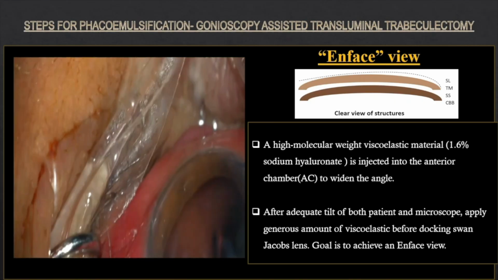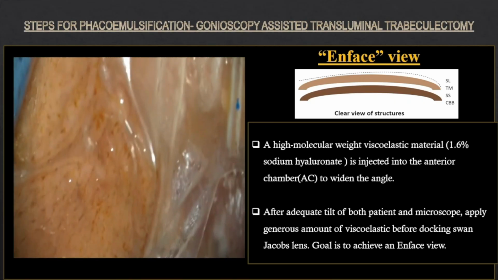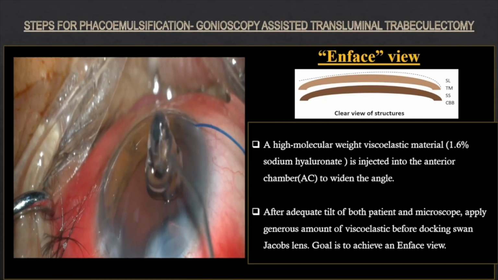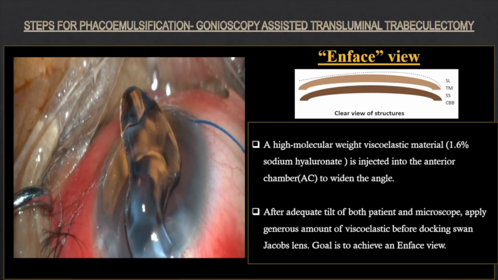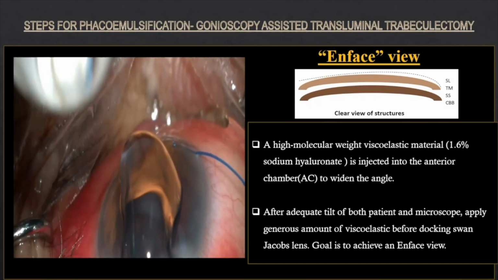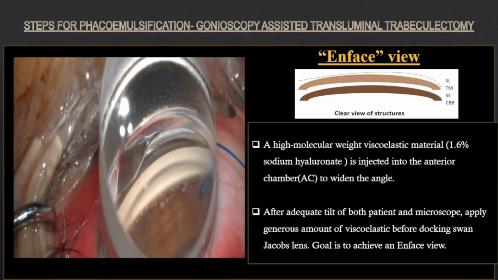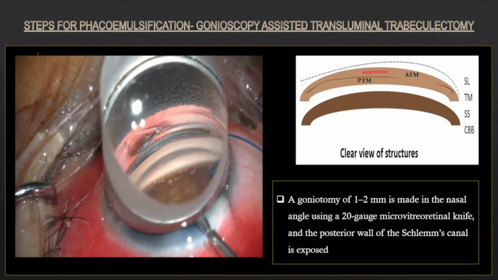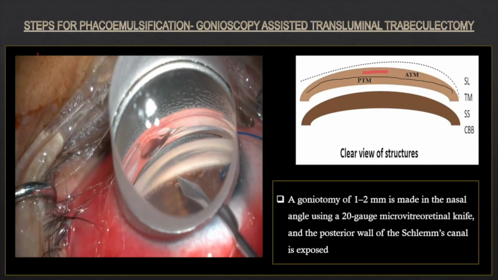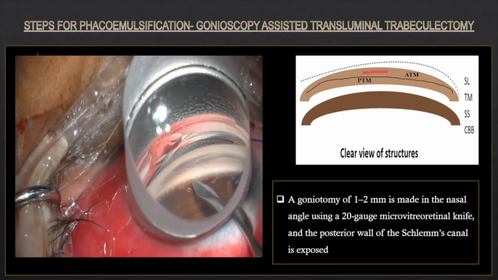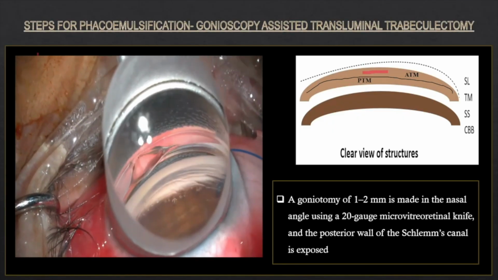After adequate tilt of both patient and microscope, apply a generous amount of viscoelastic over the cornea before docking the Swan-Jacobs lens. Then identify the anatomical angle structures. The goal is to achieve an in-face view which provides clear separation of angle structures. A goniotomy incision of 1 to 2 mm is given at the level of anterior trabecular meshwork with an MVR blade, which exposes the posterior wall of Schlemm's canal.